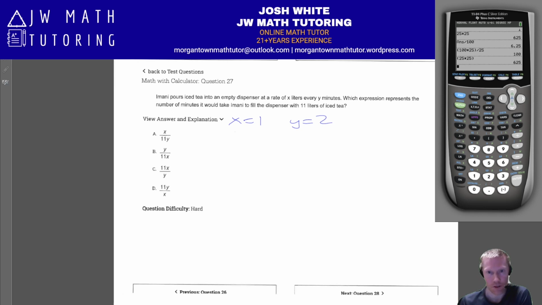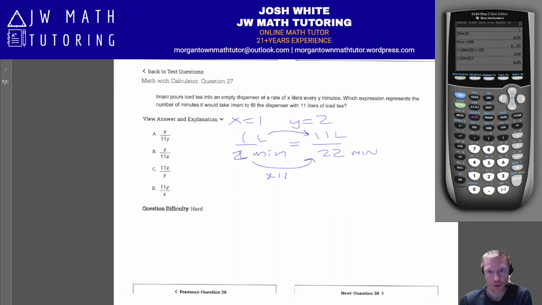And then which expression represents the number of minutes it would take to fill the dispenser with 11 liters of iced tea? So if it's 1 liter for 2 minutes, then just think about that. How long would it take to fill up with 11 liters? Well, notice on the top here, if I set up a proportion, it's just times 11. So if you do that on the bottom, you just get 22 minutes.